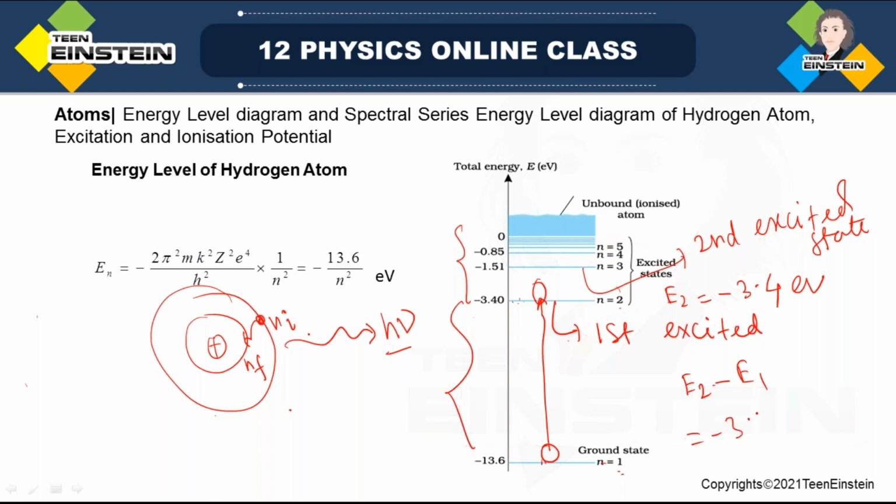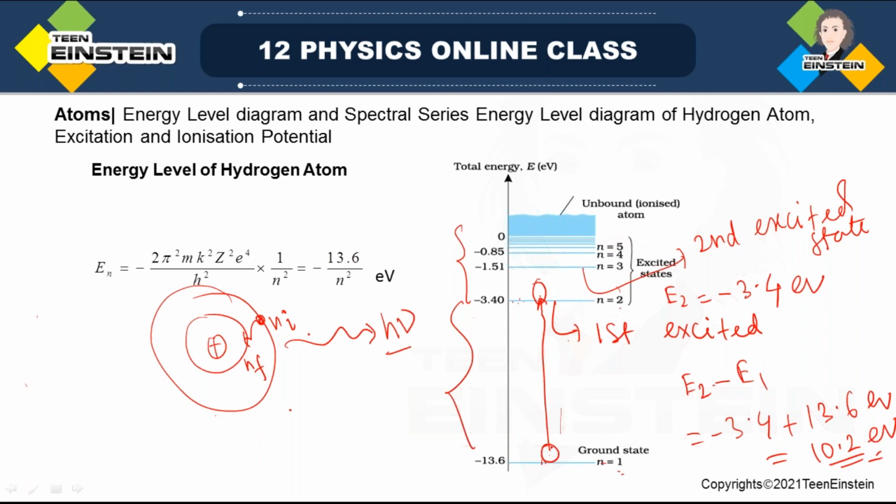So minus 3.4 minus of minus, plus 13.6 electron volt. So what is the energy difference? You can see this will be 10.2 electron volt is the energy difference between these two. So when an electron is given at least this much energy, 10.2 electron volt, or maybe more than that, only then will it make a transition to the second level. So this is called excitation of electron.